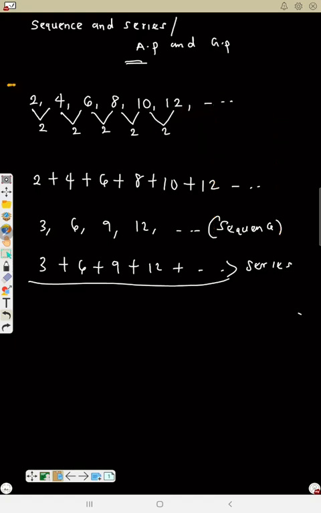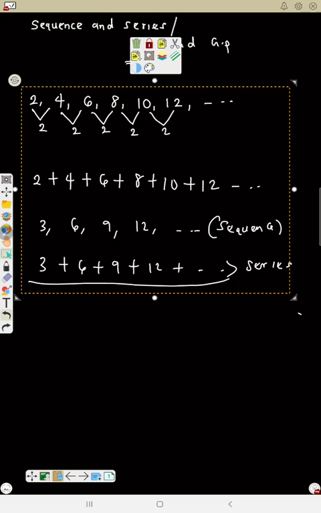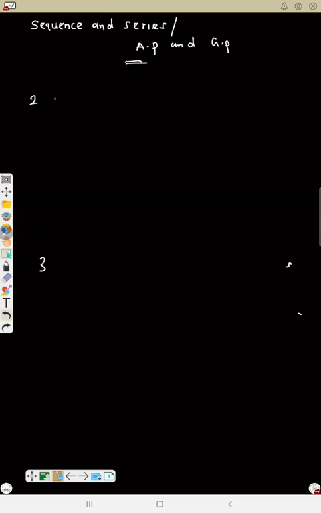We will be doing sequences most of the time. So let's say AP and GP. AP is arithmetic progression, while GP is geometric progression. So in an AP, if I write 2, 4, 6, 8, and so on.